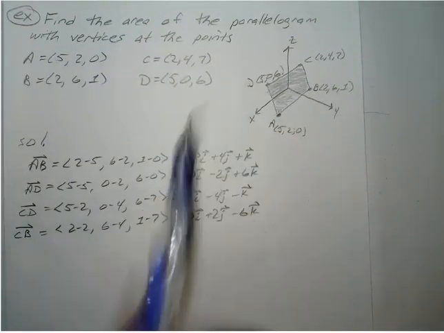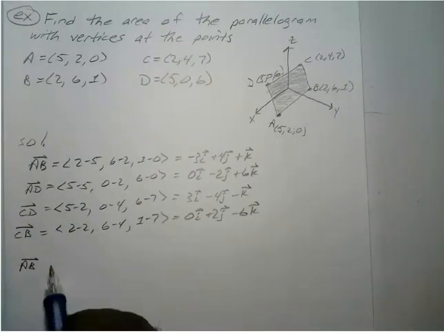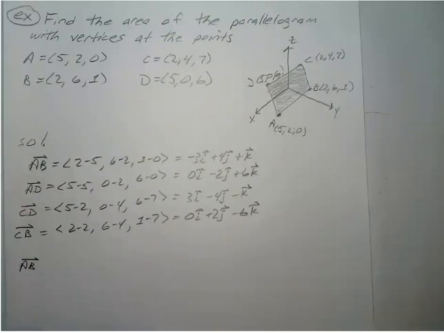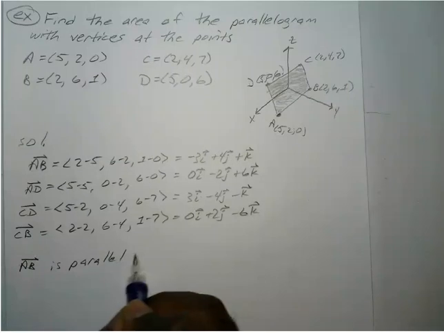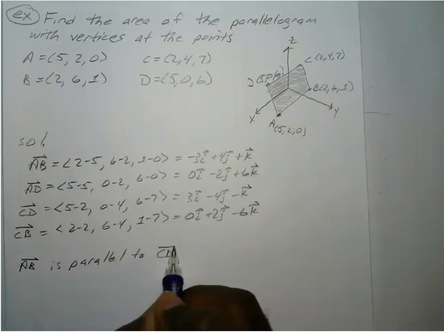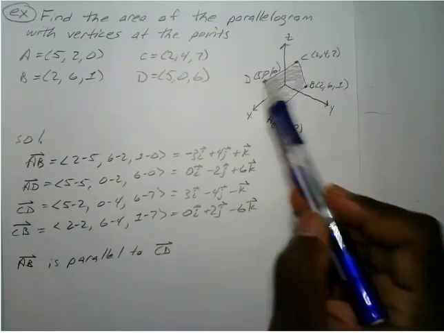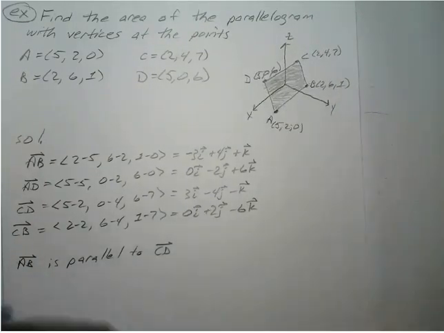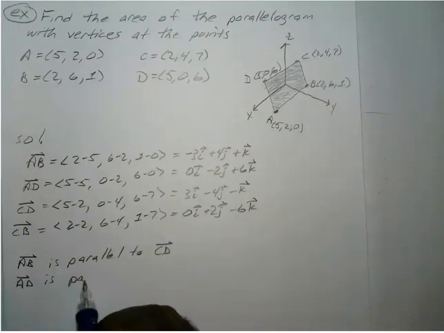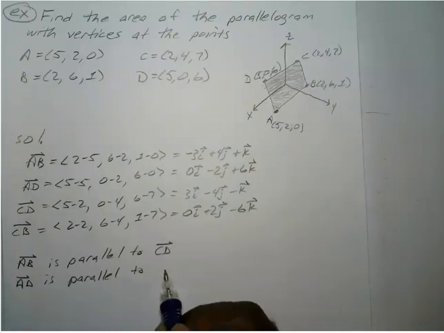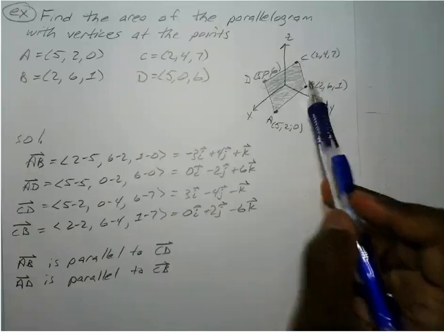But if you look, you notice that the directed line segment AB is parallel to the line segment CD. Okay, AB and CD, they're parallel. And also, the line segment AD is parallel to CB. So AD and CB are parallel.